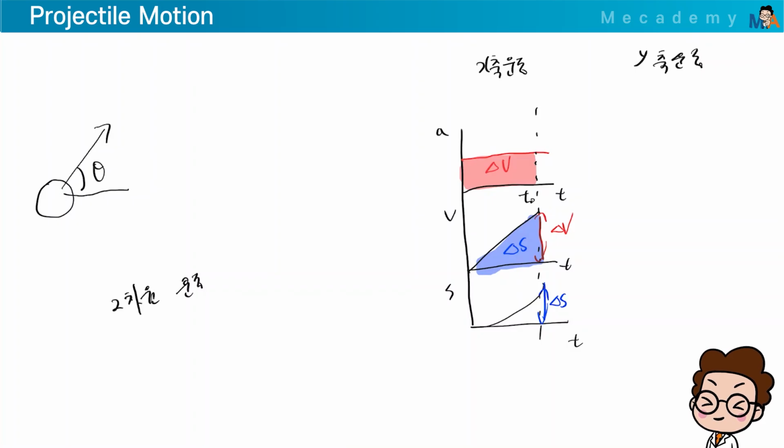It rises, pauses for an instant at the very top, and then begins to fall as its vertical velocity turns negative. This entire path is what we call projectile motion, and attempting to analyze it all at once is a complex task. So, because it's difficult to analyze everything simultaneously, we use a method called vector decomposition.